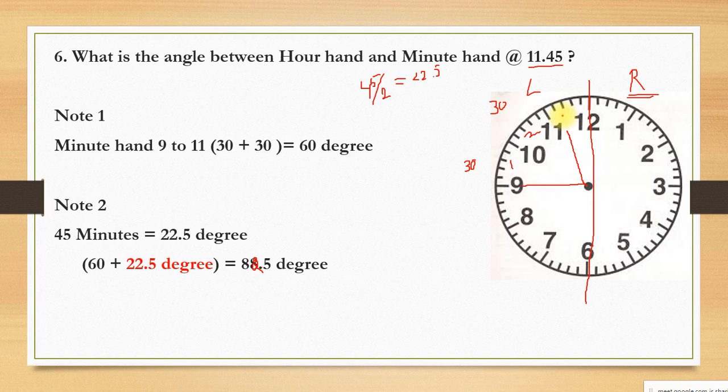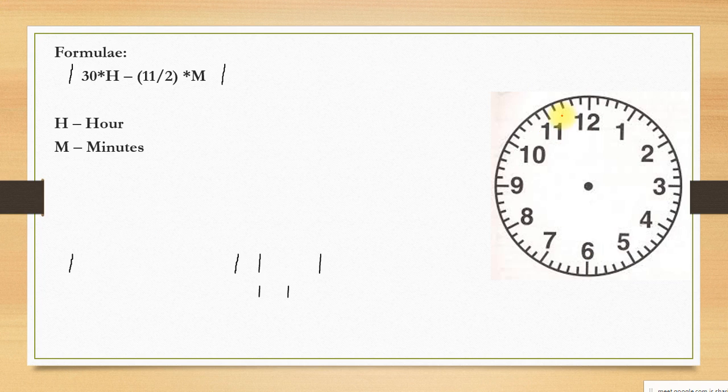I hope you may have some better idea in this, but there is one other way. There is another way by which we can find it out as a formula. So the formula is nothing but 30 into H, where capital H stands for hour, minus 11 by 2 into M, where M stands for minutes. I repeat again, this is a formula, very important. You may use the previous method, the note method, also, otherwise you can use the formula.